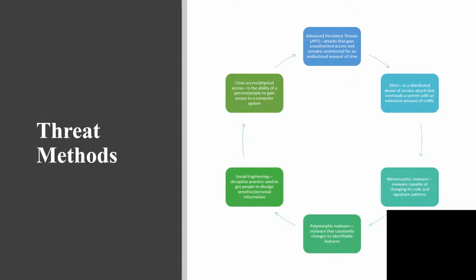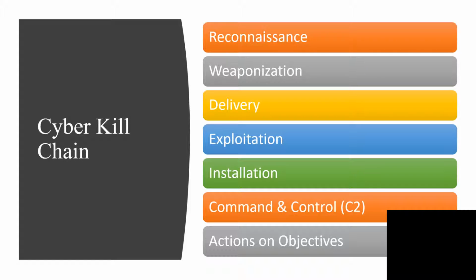Close access, physical access, is the ability of people to gain access to a computer system or network, such as piggybacking in through the door to be able to get to the network. Cyber kill chain. The cyber kill chain is reconnaissance, weaponization, delivery, exploitation, installation, command and control, and actions on objectives.